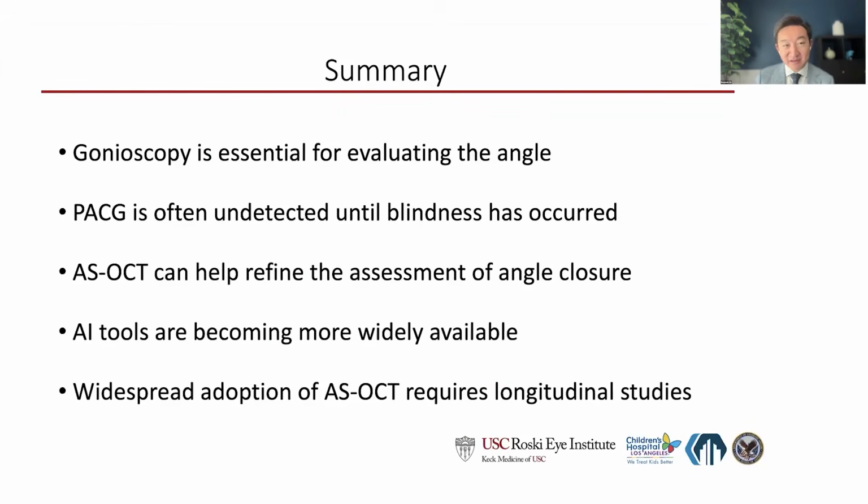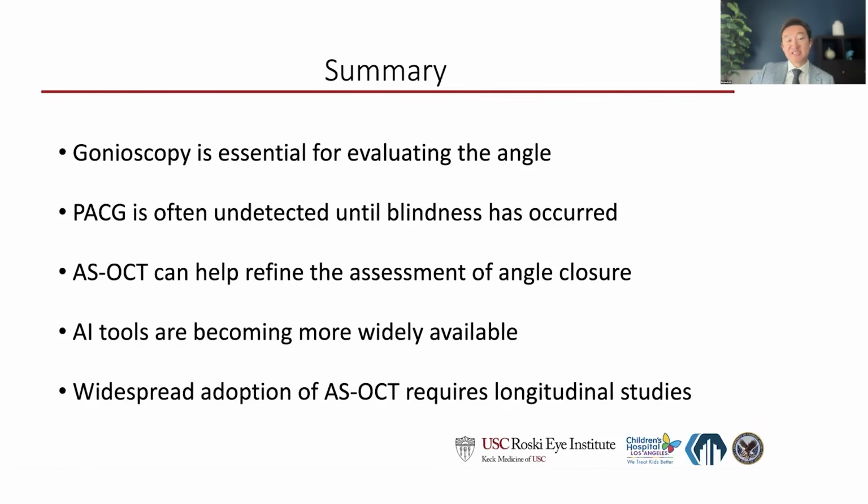So just to summarize this talk, I want to emphasize that gonioscopy really is essential for evaluating the angle. It is often the most convenient and cost-effective tool that we have for identifying patients with angle closure who might be at risk for PACG, and therefore it is still very, very important that we all master this technique and continue to practice on our patients. It's also important to note that PACG is often undetected until blindness has occurred. And so it becomes increasingly important to keep that in mind as we're evaluating patients using gonioscopy or AS-OCT.